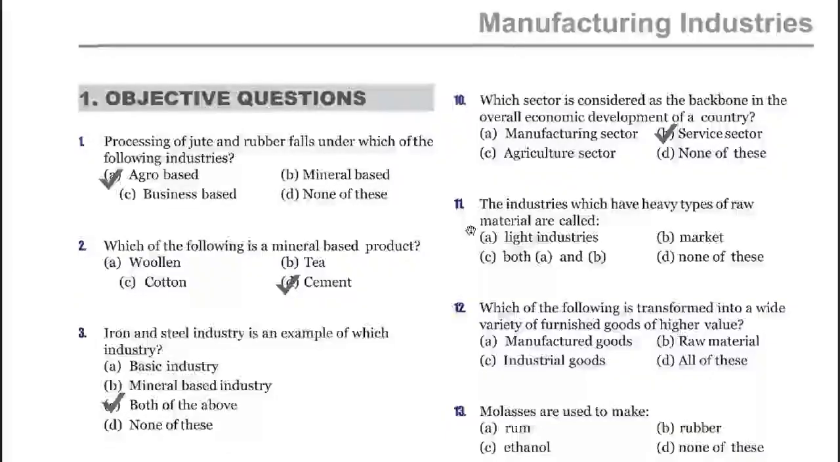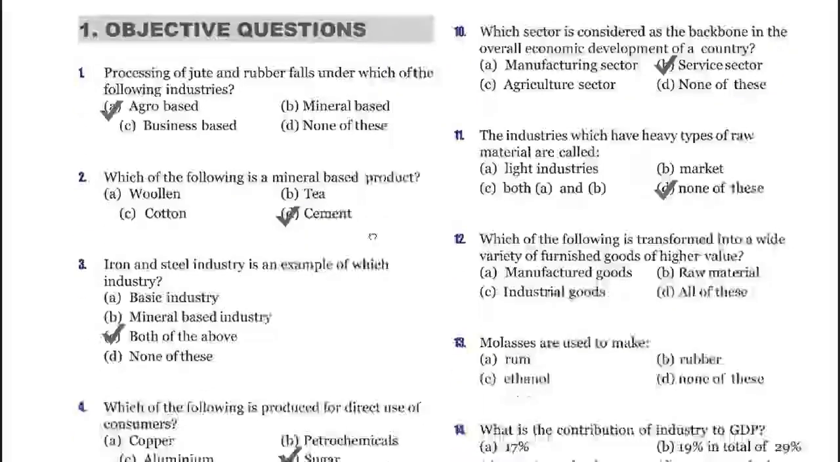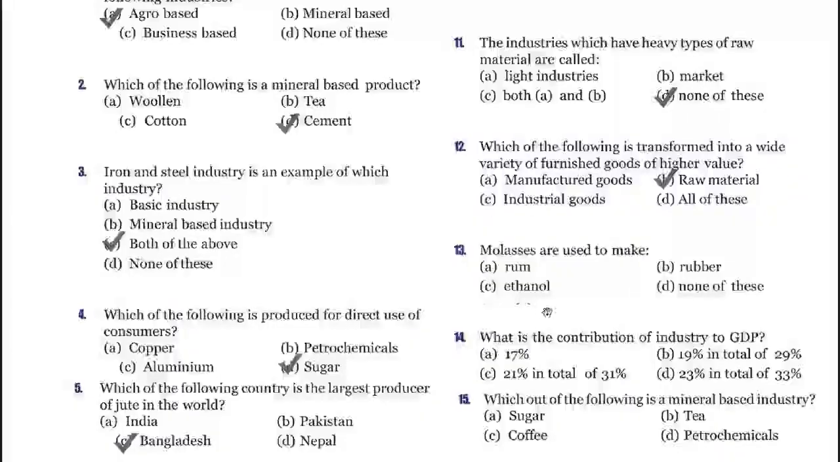Now question 11, the industries which use heavy types of raw material are called light industries, market, both A and B, and option D, none of these, and its correct answer is option D, none of these. Question 12, which of the following is transformed into a wide variety of finished goods of higher value? Manufactured goods, raw material, industrial goods, and all of these, and its correct answer is option B, raw materials.